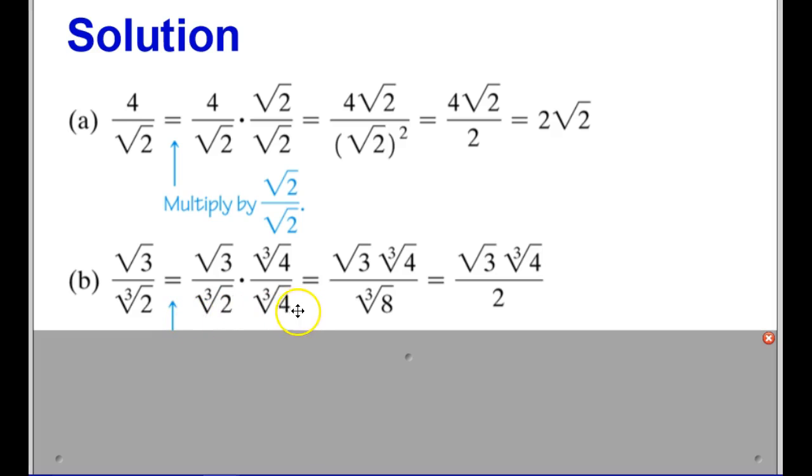But I also want to make it a little easier to follow because it's a cube root. So I need to use my cube root of 4 here, which will end up giving me the cube root of 8, which will simplify to 2.